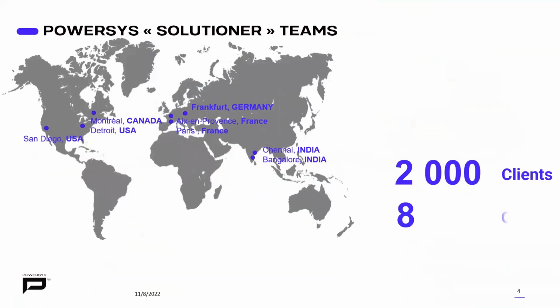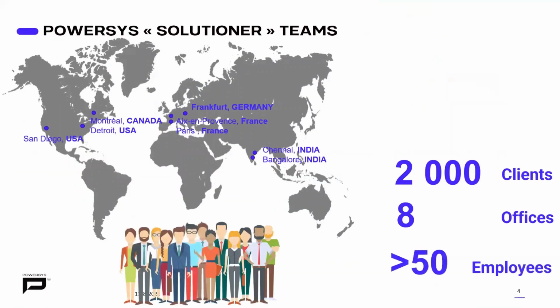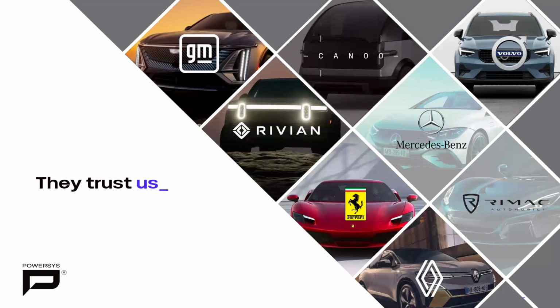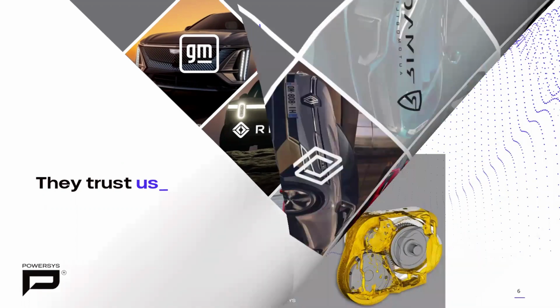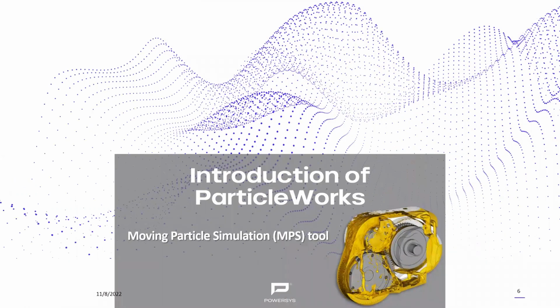In the world, we are located in different areas. The headquarters is based in France, in Aix-en-Provence. We also have offices in Paris, also in France, and in Frankfurt. Today we have more than 2,000 customers and more than 50 employees working at Powersys. We have different customers, so I will not spend time here, but we have a lot of customers which use our tools.